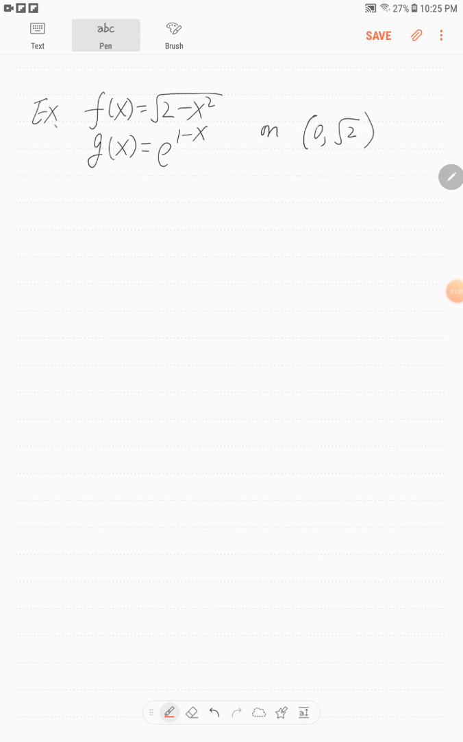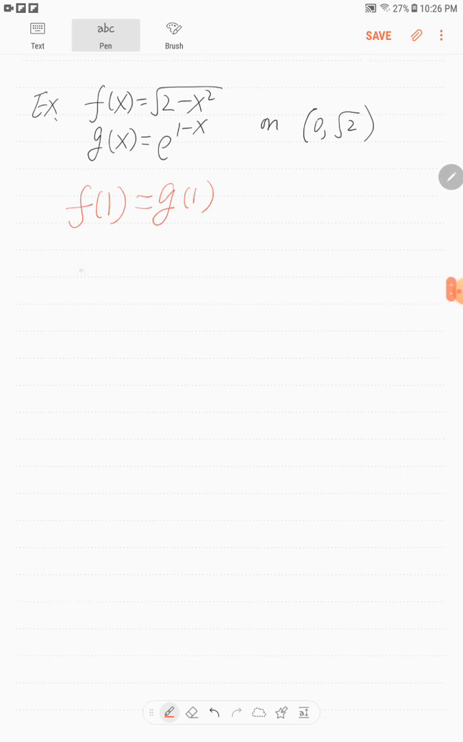Now let's look at the example. So this is the function f of x equals the square root of 2 minus x squared, and the function g is equal to e to the 1 minus x on the interval I, which is from 0 to square root 2. And we note that f of 1 is equal to g of 1, right? If you plug in x equals 1, each one is equal to 0.